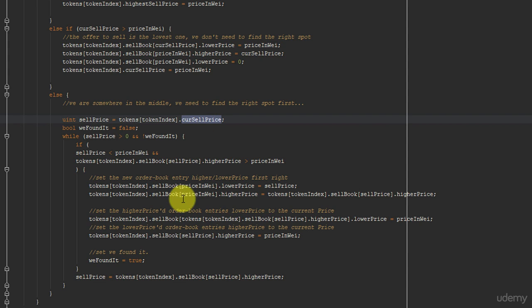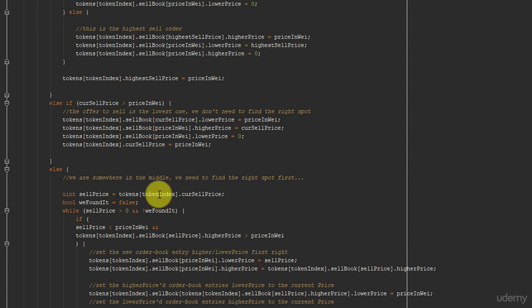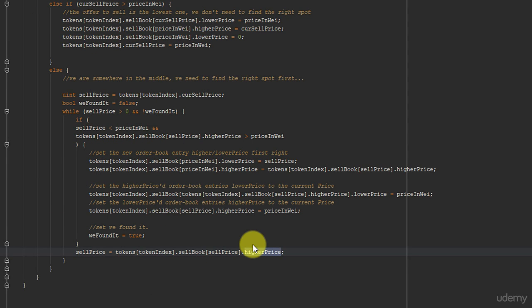Are we in the right spot? Yes or no? Let's say we are not in the right spot. Next one will be 200. 200, are we in the right spot? No, we are not in the right spot. Next higher price will be 300. Are we in the right spot? No, and so on. Probably if nothing of the logic here holds, then we find the right spot here.